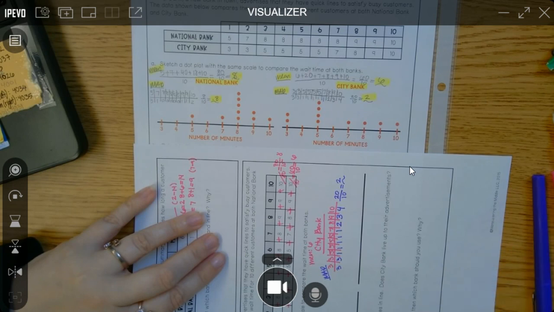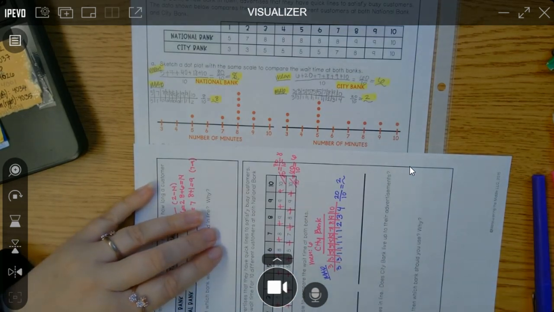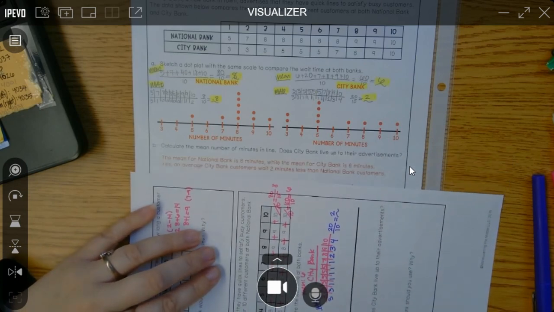Okay. All right. Let's go ahead and answer some of these questions. It says calculate the mean number of minutes in line. Okay, which we did. Does Citibank live up to their advertisements? What do you say? Yes or no? Okay, so the mean for National Bank we found was 8, while the mean for Citibank we said was 6. So on average, Citibank customers wait 2 minutes less than National Bank. So did they live up to the hype? Yeah, Citibank on average waits less.